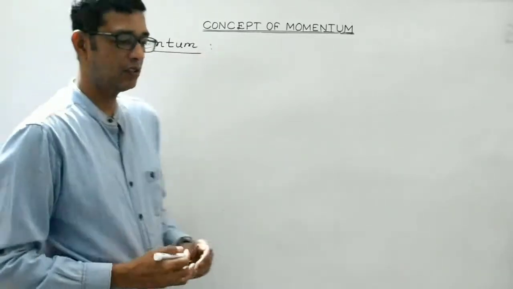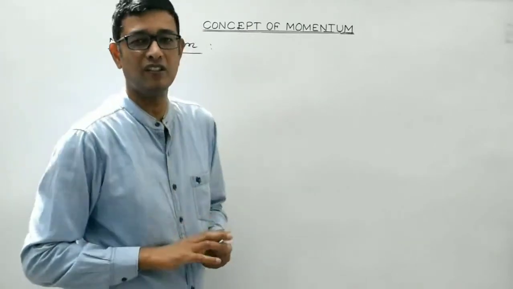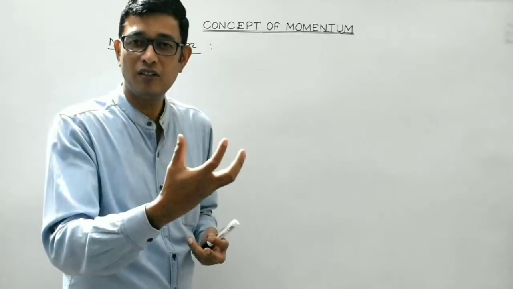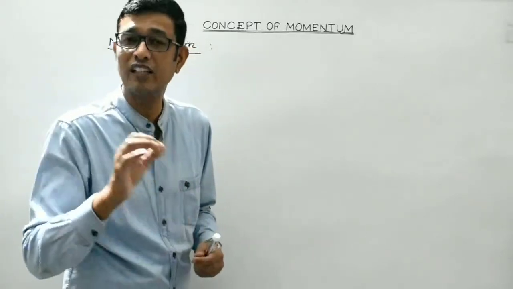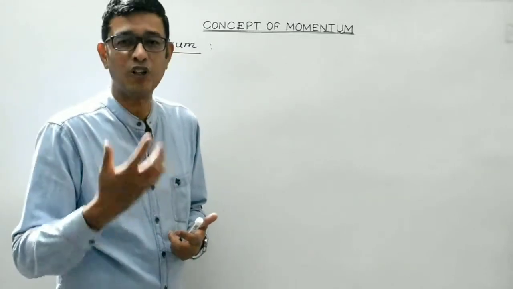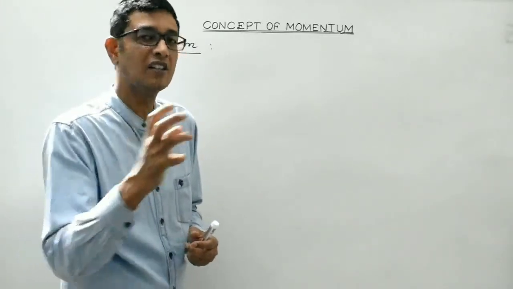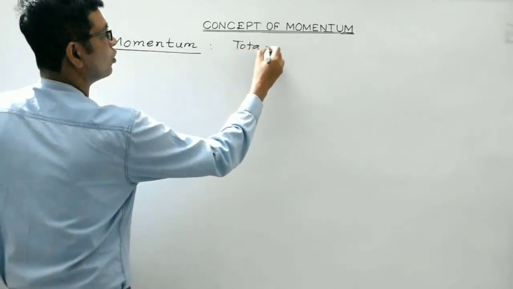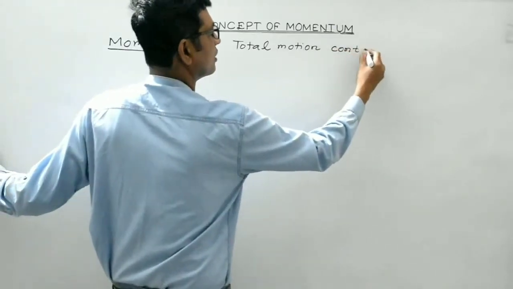Students, this physical quantity momentum is associated with any moving body. When a body moves, the impact of the moving body is measured by this physical quantity known as momentum. So theoretically, the momentum of a moving body is defined as the net or total amount of motion contained in a body.